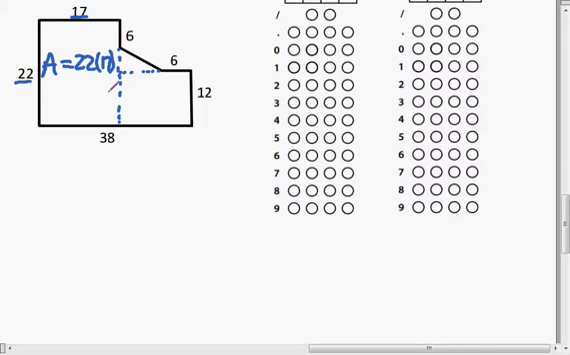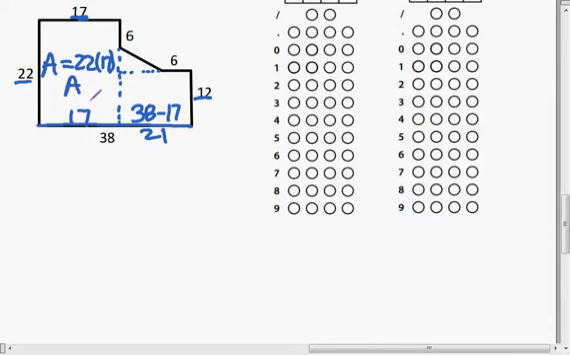For my second rectangle, I have a problem. I have the width, but I need the length. My clues for the length are the entire side is 38. And if I look at this rectangle, I can tell that this side is 17 because this side is 17. So to get this side, I take 38 minus 17, which is 21. So I know the area for this one is 21 times 12.